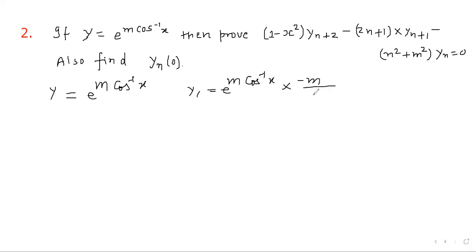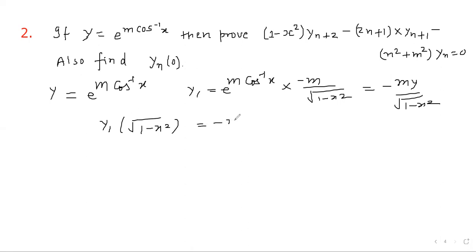So minus m upon root of 1 minus x square. Now in place of e power m cos inverse x, we can write y. So minus my upon this. So this will become minus my divided by root of 1 minus x square, which is y1. So we can cross multiply. So y1 times root of 1 minus x square equal to minus my. We can square it. So if we square it, it will become y1 square 1 minus x square equals m square y square.